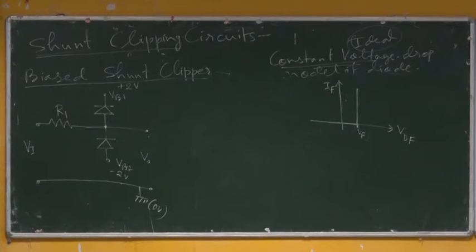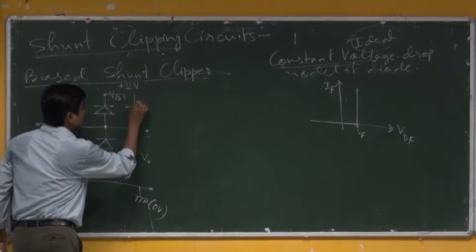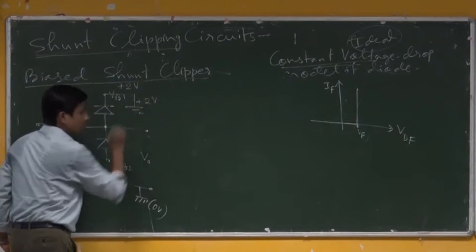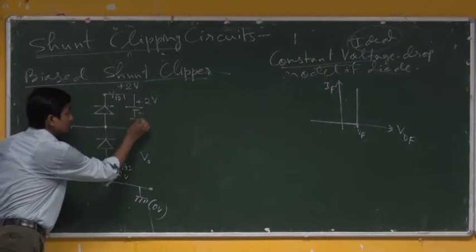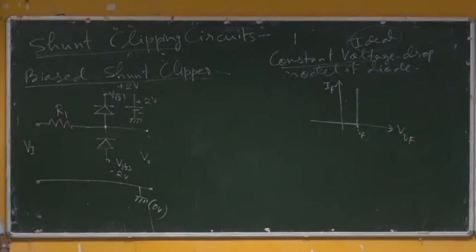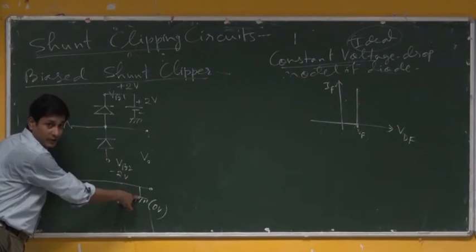VB1 is a potential, right? So if it is plus 2 volt, how will it look? Just like one battery of 2 volt is connected there. So I am connecting one battery there like this, plus minus 2 volt. Now, 2 volt with respect to whom? Obviously with respect to 0. Where did I get this 0? It is again this point only.